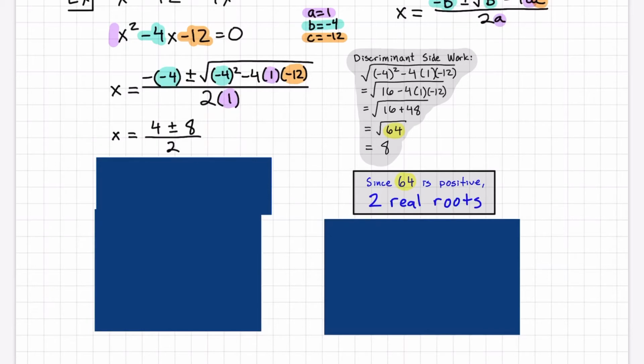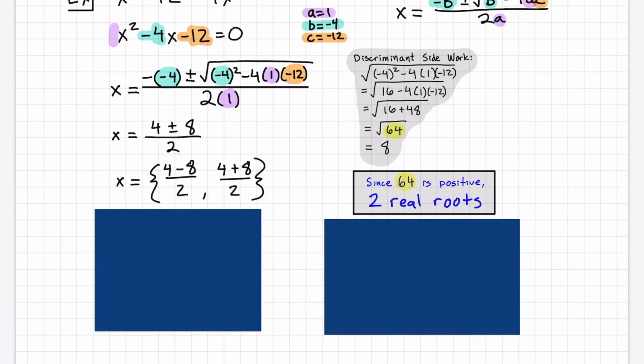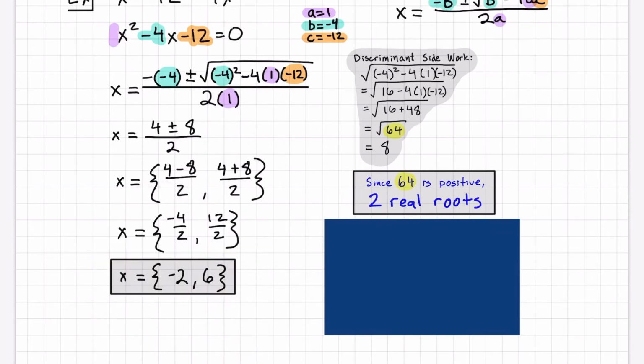You're going to do this in 2 different parts, that plus or minus. We would do it once with the plus, once with the minus. So I get 4 minus 8 over 2 and 4 plus 8 over 2. And optionally, you can put it with set notation brackets because it's a set of answers. And then let's simplify. 4 minus 8 is negative 4, divided by 2 gives me my negative 2. And then 4 plus 8 is 12. Divide that by 2 and I get 6. So just to be clear, we have 2 roots, negative 2 and positive 6.